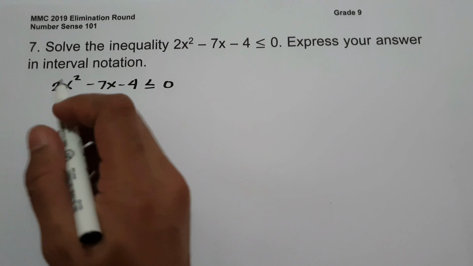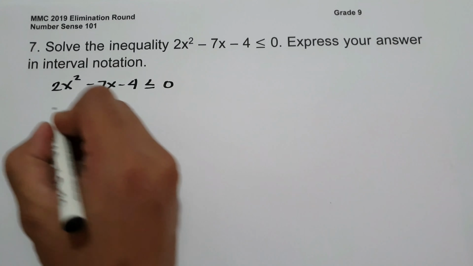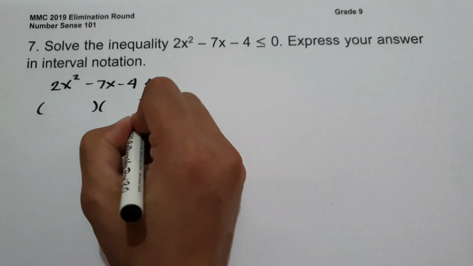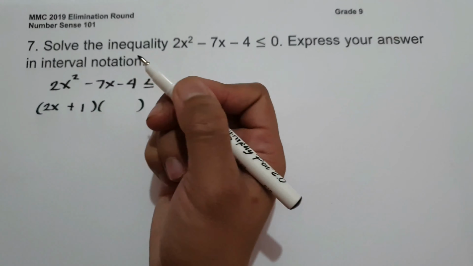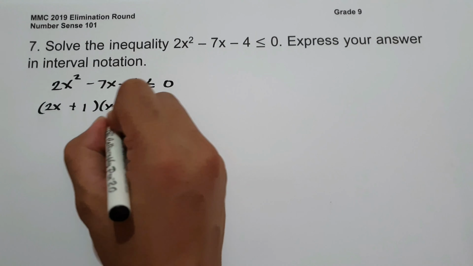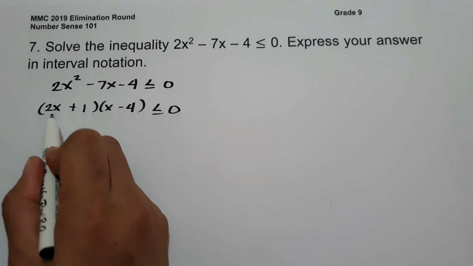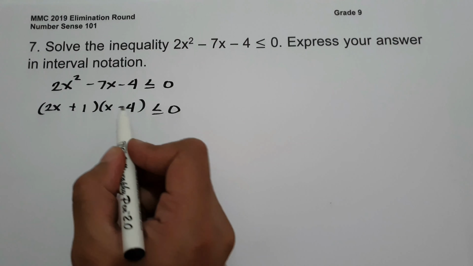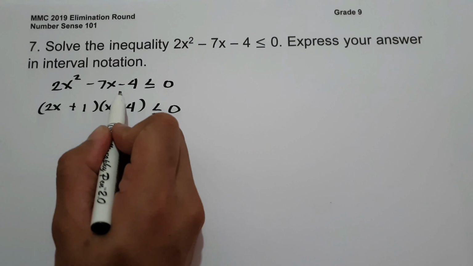And then let us find the factors of 2x squared minus 7x minus 4. And that is 2x plus 1 and x minus 4. If you are going to multiply 2x plus 1 and x minus 4, it will give us 2x squared minus 7x minus 4 less than or equal to 0.